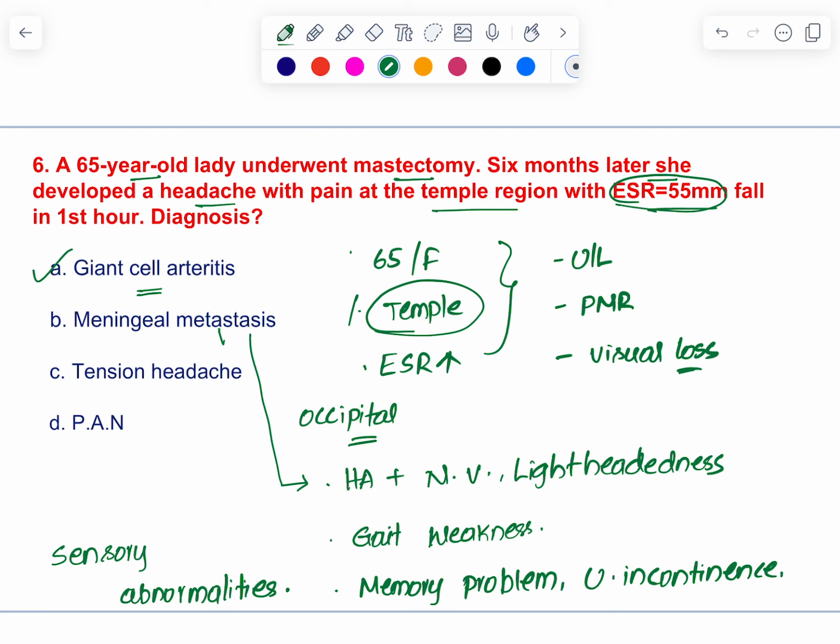In case of meningeal metastasis, the diagnosis is made by the CSF. The CSF will show you the presence of malignant cells. That is about meningeal metastasis.